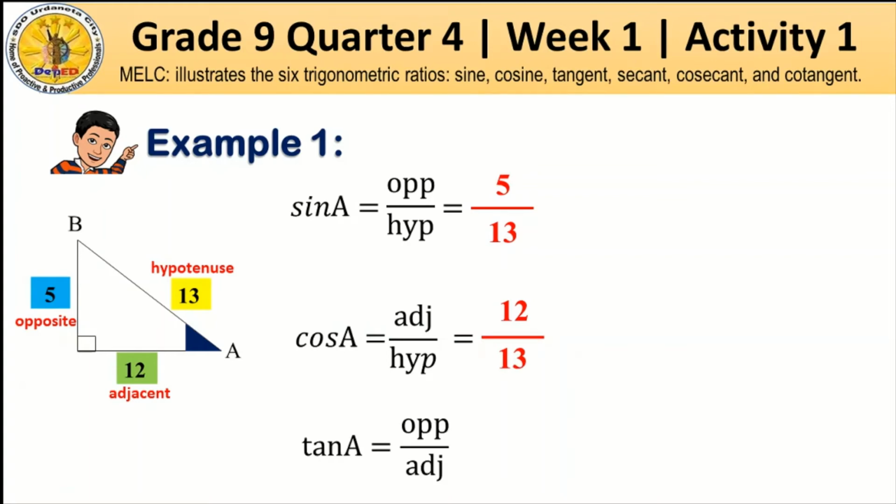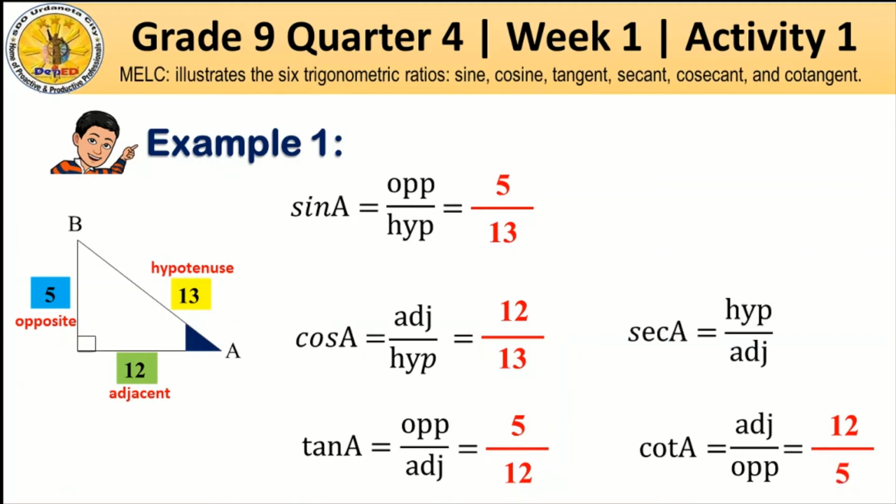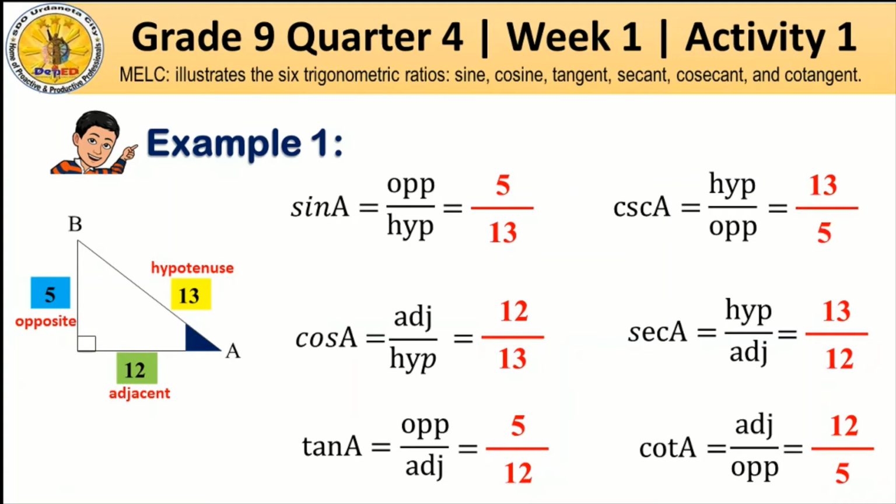Tangent A is equal to opposite over adjacent. By substitution, we have 5 over 12. Cotangent A is equal to adjacent over opposite. That is also equal to 12 over 5. Secant A is equal to hypotenuse over adjacent, which is equal to 13 over 12. And cosecant A is equal to hypotenuse over opposite, and that is 13 over 5. So these are the 6 trigonometric ratios with respect to angle A.